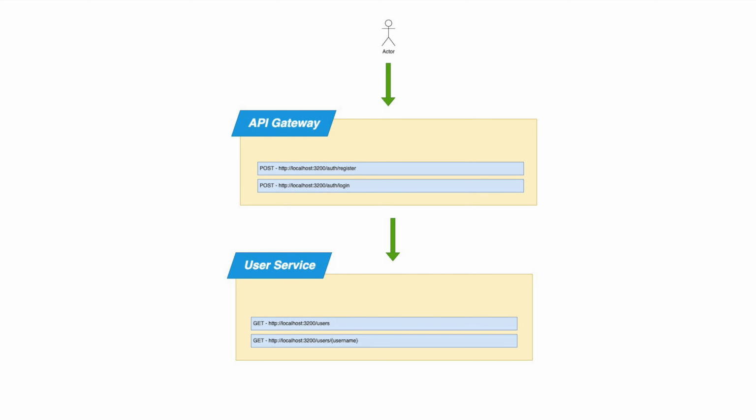In this video, we will be exploring how to create a NestJS microservice. For this example, we will create two services. One is API gateway and another is user service. We will be connecting the two services by NestJS microservice TCP transportation.